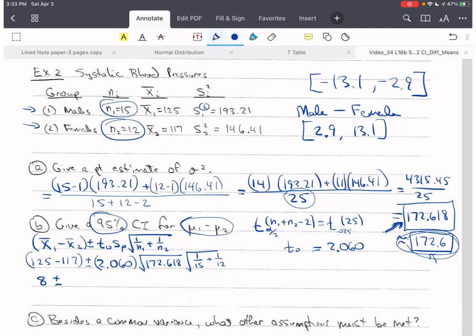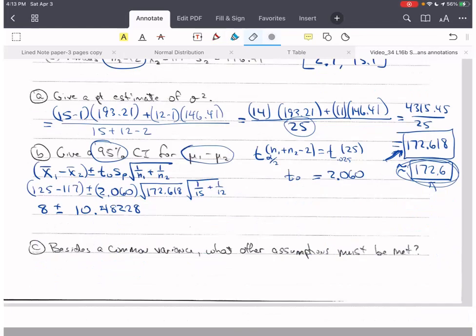So 2.062 times the square root of 172.618 times the square root of 1 over 15, or 15 to the negative 1, plus 12 to the negative 1. And that gives me 10.48228. So we can round this to 8 plus or minus 10.5. Round it to 1 decimal place. And this gives us 8 minus 10.5 and 8 plus 10.5.